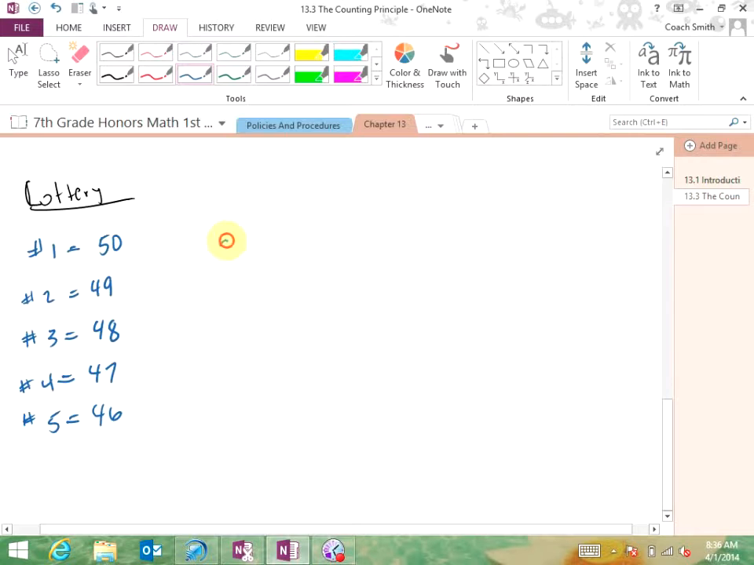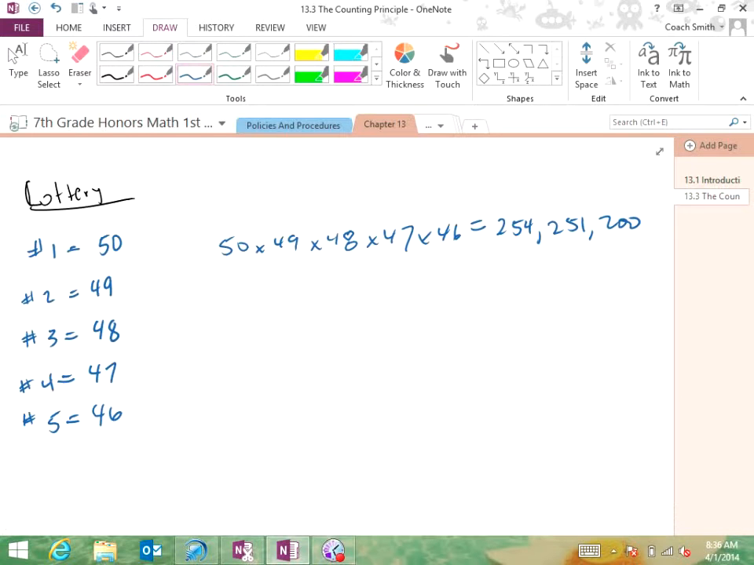Okay, so the total of 50 times 49 times 48 times 47 times 46 is equal to 254,251,200. And realistically, another way that we could do it would be 50 raised to the 5th power.